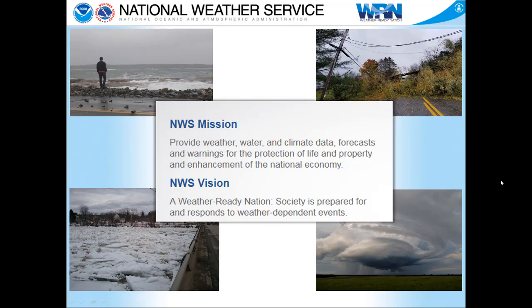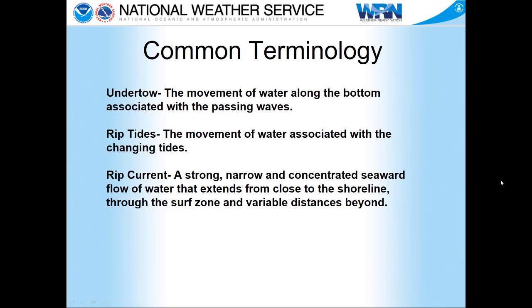So kicking off with our mission here at the National Weather Service, our mission is to provide weather, water, and climate data and forecasts and warnings for the protection of life and property and to enhance the national economy. And our vision here at the Weather Service is a weather-ready nation, which means a society that's prepared for and responds to weather-dependent events. So in the spirit of that, today we're going to be diving into rip currents.